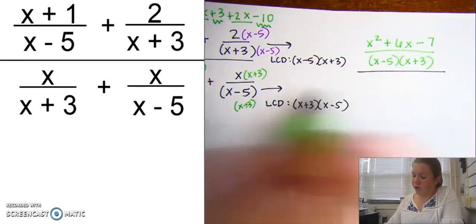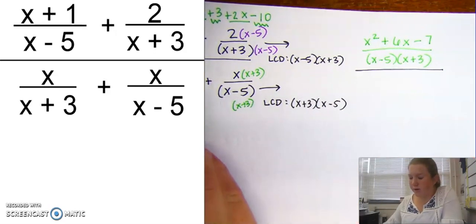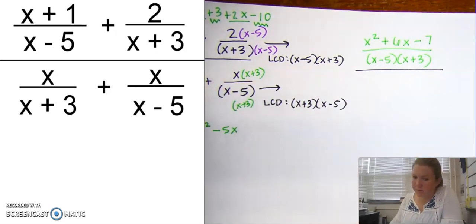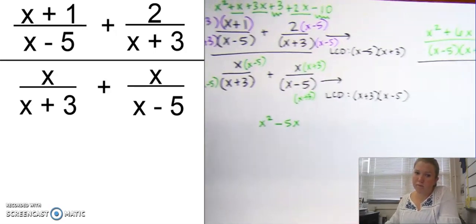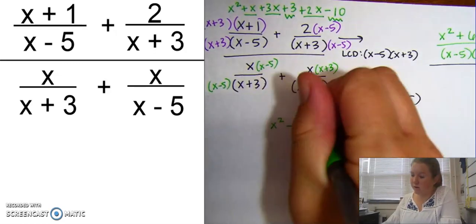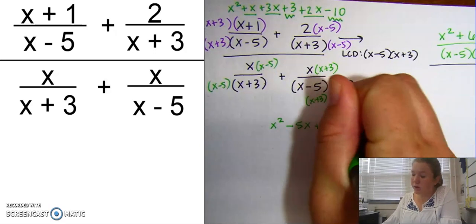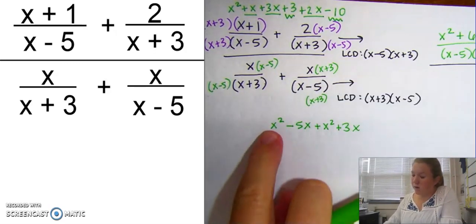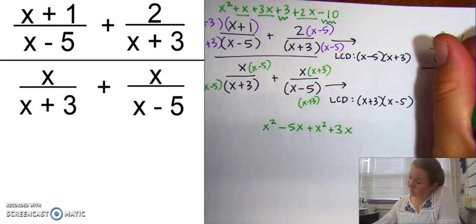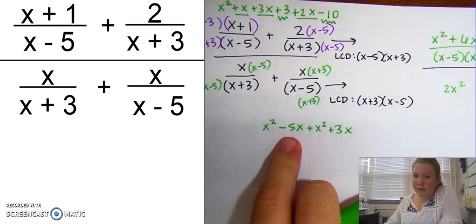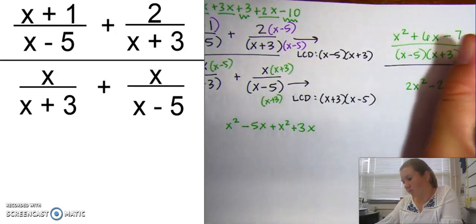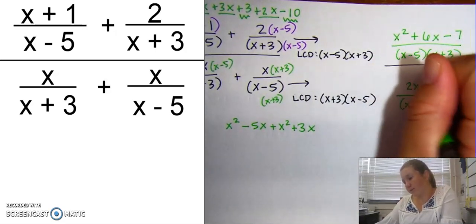Let's go ahead and distribute what we have in the numerator. So we have x squared minus 5x. Sorry, you couldn't see any of that. There you go. X squared minus 5x plus x squared plus 3x. We have x squared plus x squared, which is 2x squared. Negative 5x plus 3x would be negative 2x over the LCD.